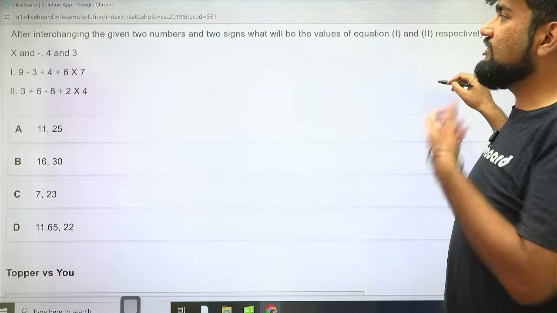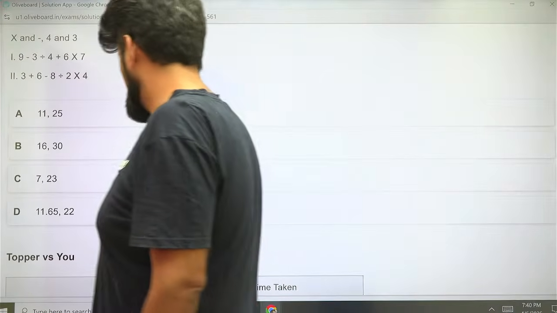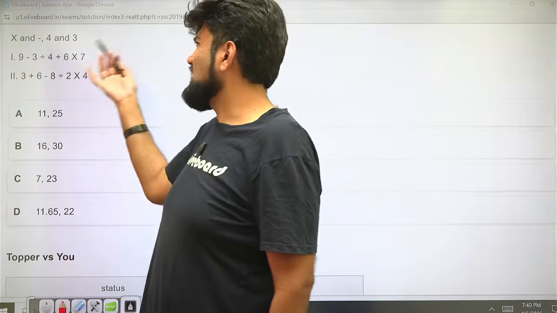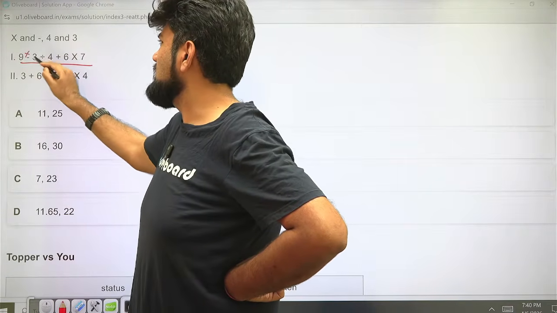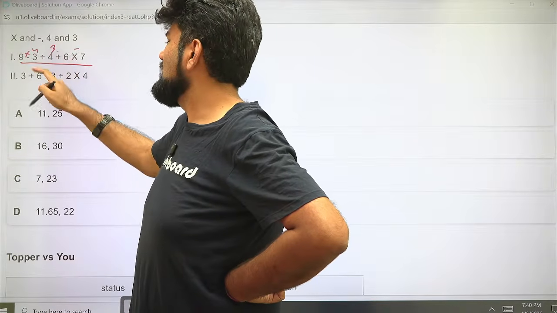After interchanging the given two numbers and signs, what will be the values of 1 and 2 respectively? Okay. Values, I think pretty easy only. Either 1 and 2, both, everything is different. So find out any one value. Find out this one. Into and minus. So this is into and this is minus. And 4 and 3. This is 4, this is 3.